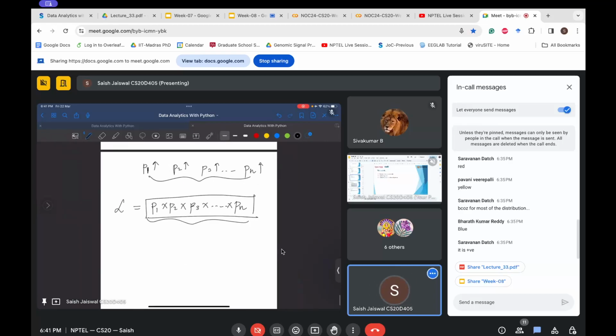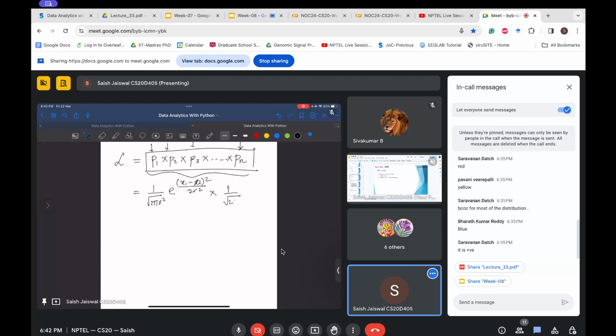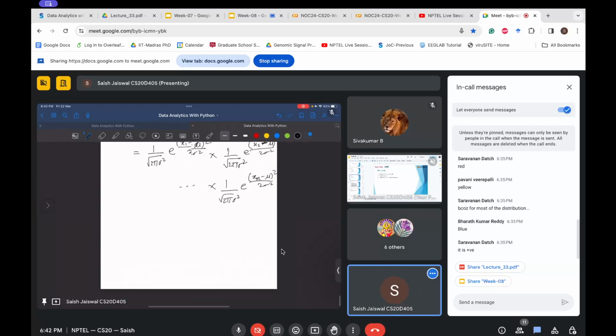So we want to find a distribution which maximizes the probability of the data points, the product of the likelihoods of data points, which is nothing but 1 by root 2 pi sigma square, or let's say sigma in general, e to the power minus x1 minus mu square upon 2 sigma square, into 1 by root 2 pi sigma square e to the power minus x2 minus mu square upon 2 sigma square, and so on up to xn minus mu square upon 2 sigma square. So this is the product.